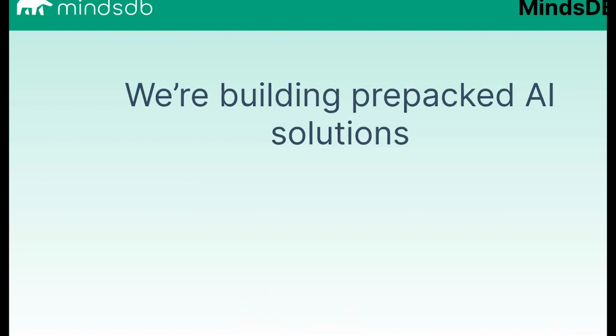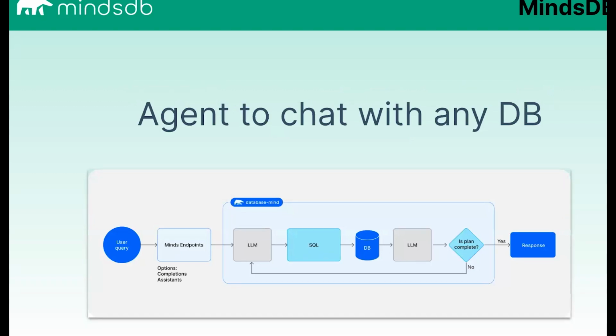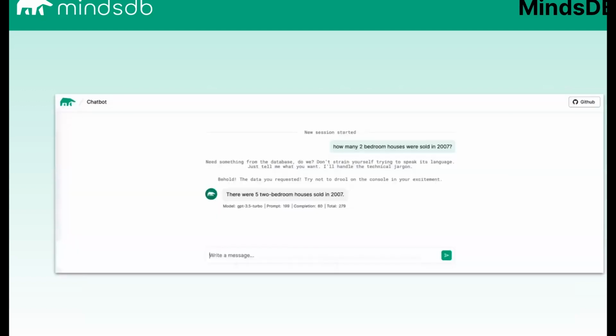This is a practical case study. We're building prepackaged AI solutions. We have agents actually deployed in production for the enterprise. Our first one is this thing called Database Mind. Basically, all you do is pass in a database schema, we'll handle everything on the back end. We'll spin up an agent, connect to your database, and let you just chat with it in natural language. So don't worry about any of the processing.